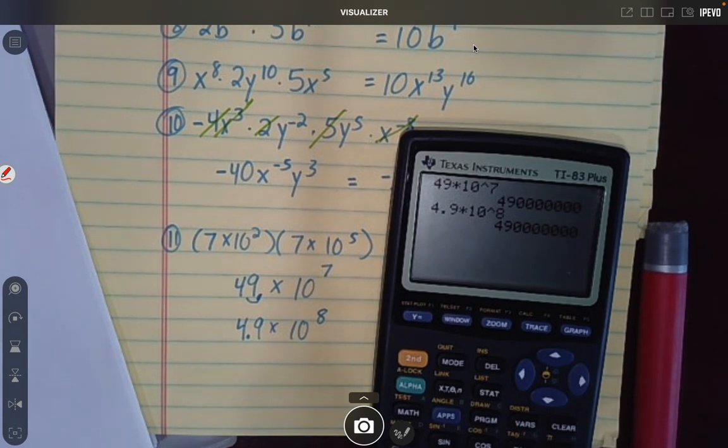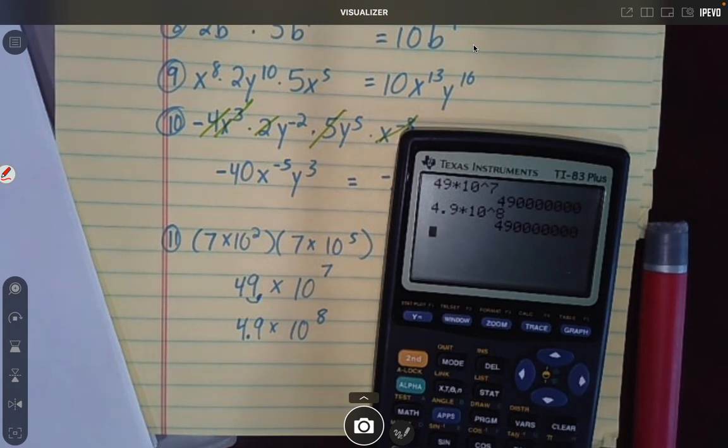Well, that's partial credit, but when you go to move it to the left, you're supposed to add 1. So again, let's just put them in and see. If it was 49 times 10 to the 7th, if I move it to the left and put 10 to the 8th, do I get the same answer? Yes, so it is 10 to the 8th.